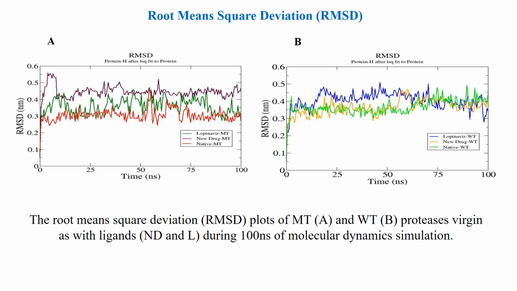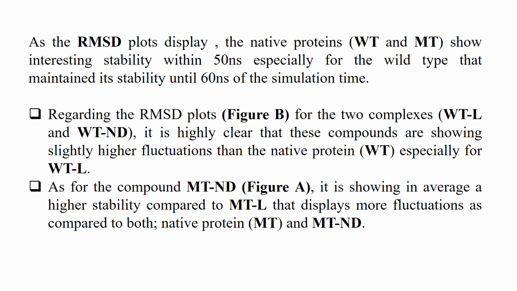So here we have the root mean square deviation plots for all compounds, the full complex compounds as well as the native proteins. As the root mean square deviation plots display, the native proteins show interesting stability within 50 nanoseconds, especially the wild type, which maintained its stability until 60 nanoseconds of the simulation time.